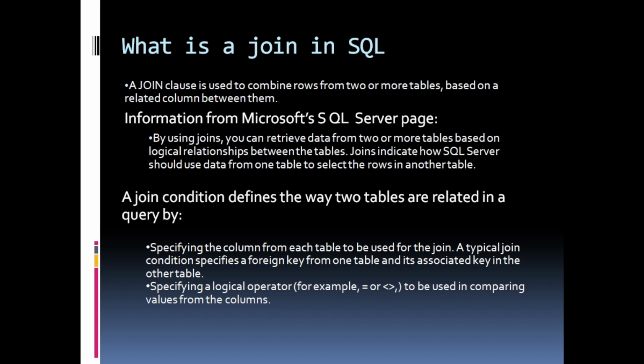As I mentioned above, it's usually finding out the column that they have in common or is the same. Think of it like student ID, or for our tables, customer ID is going to be referenced throughout some tables. So joins indicate how SQL Server should use data from one table to select rows in another table.